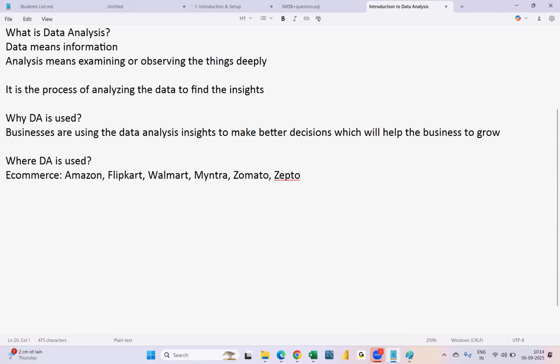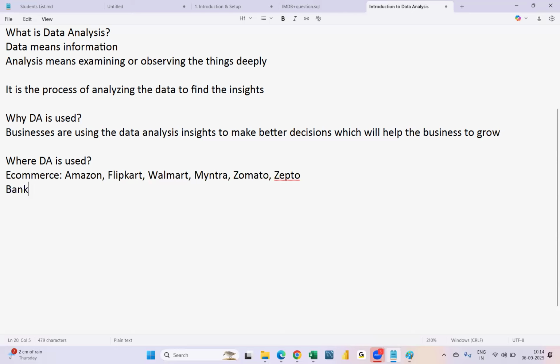These are all different types of companies using data analysis. Based on the orders customers make, they analyze and improve their services to a wide range of customers and make more profits. So that is in e-commerce.